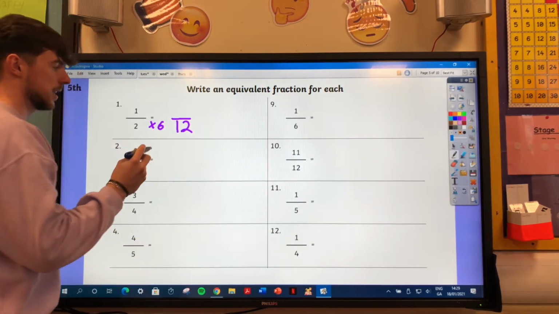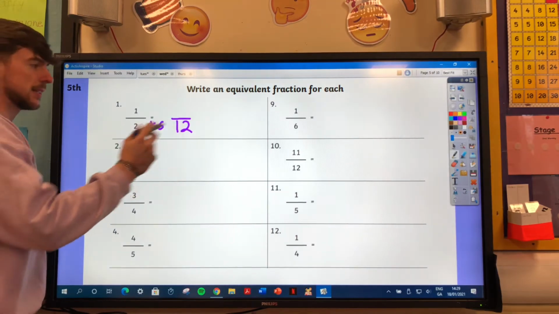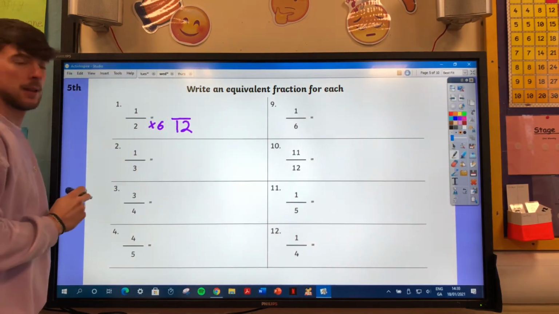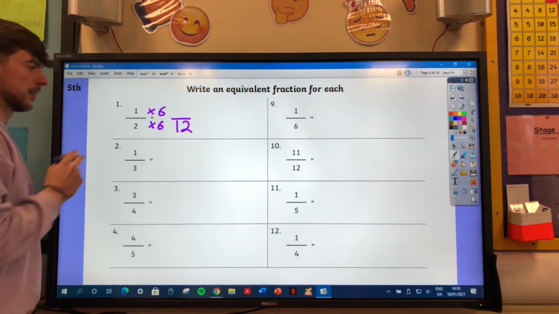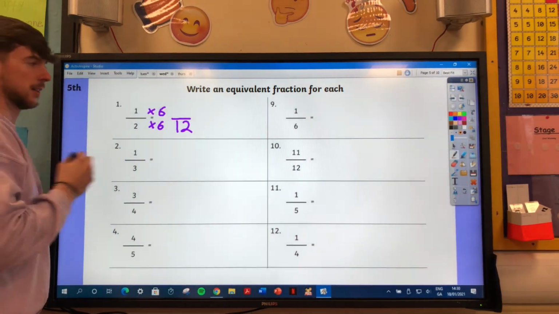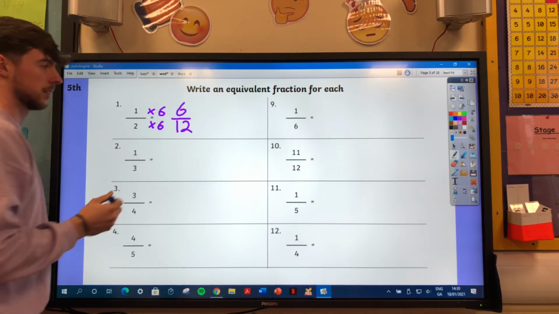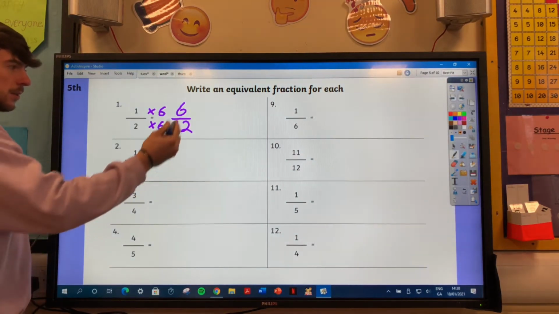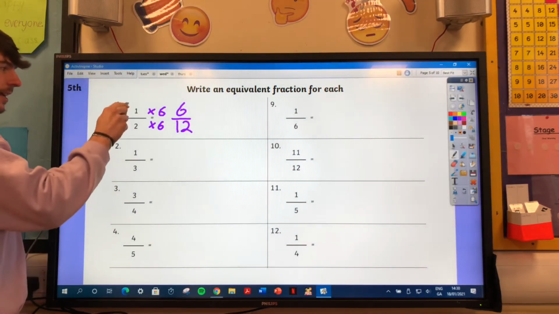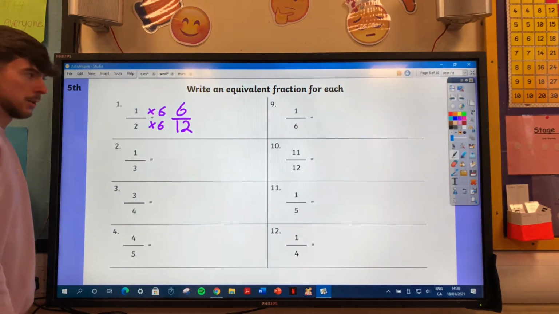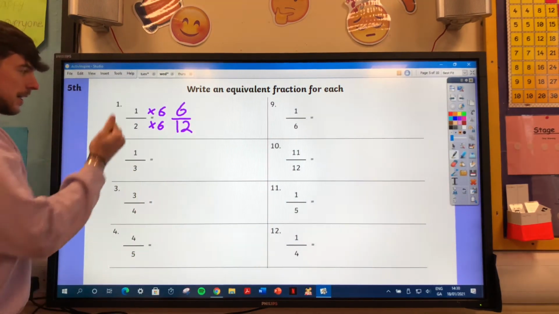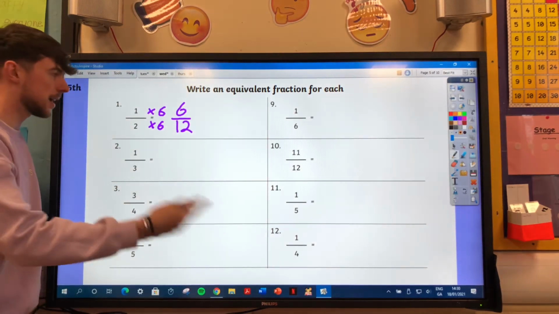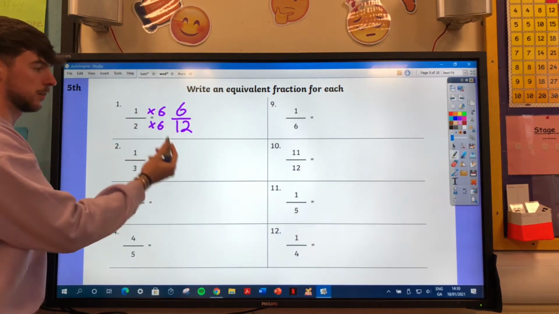12. Okay, now if we multiply by 6 in the bottom, what do we do in the top? Multiply by 6 as well. So what's 1 by 6? 6. Okay, that's all you have to do. So 6 over 12 is the exact same as 1 over 2, because we know 6 is half of 12, so this is a half, and this is a half as well. So the exact same fraction, we're just using different numbers.